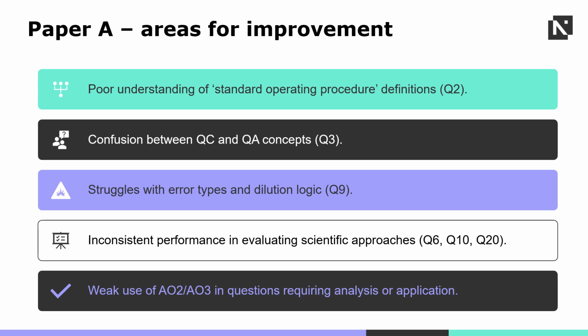Error types and dilution logic, particularly in question 9, posed another challenge. Students often misidentified random versus systematic errors and misunderstood how errors can carry through serial dilutions. In extended response questions, or ERQs, like questions 6, 10 and 20, we saw inconsistent performance in evaluating scientific approaches. They often lack depth, with students stating what should happen rather than analysing or critiquing the approaches. Overall, there was a weak use of AO2 and AO3 skills, application and evaluation, across many responses. This is a key area for development moving forward.